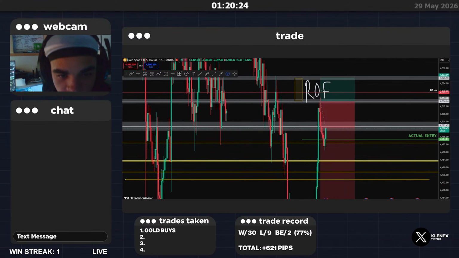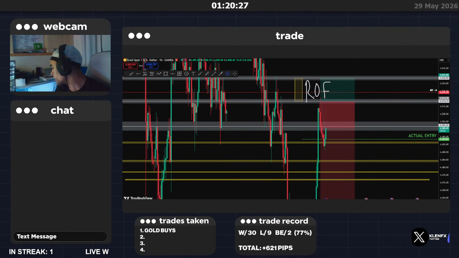Oh, pushing up nicely. People are waking up in Tokyo. They're waking up, ready for the day.